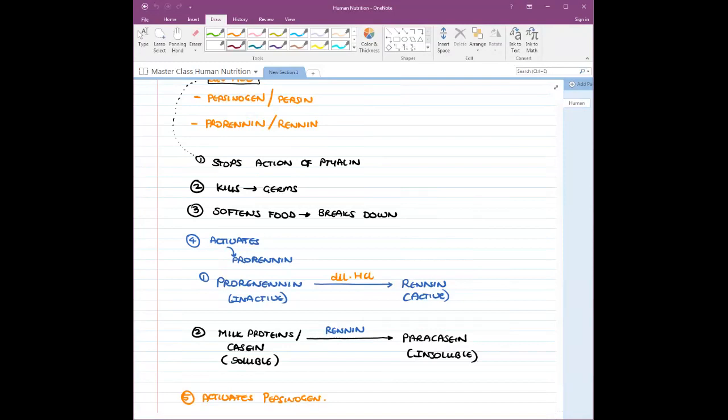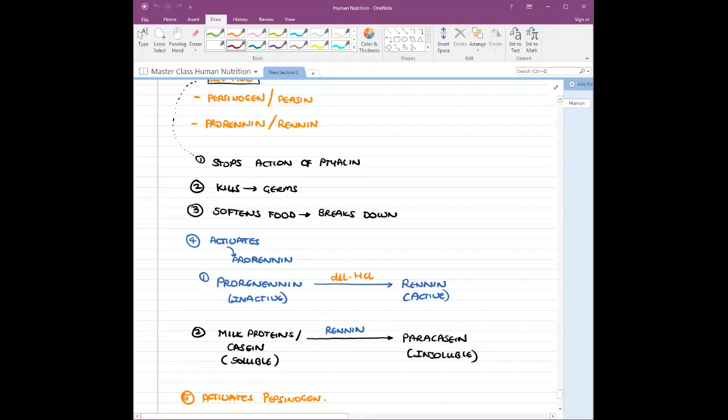So let's see what is going to happen. We have this prorenin. Prorenin is converted into renin. But what is this renin going to work on? Renin is going to work on your milk proteins. What are milk proteins? Milk proteins are called casein. These milk proteins are actually soluble in milk. You cannot see them. So what we need to do is remove them from the milk, and then only we can digest it.